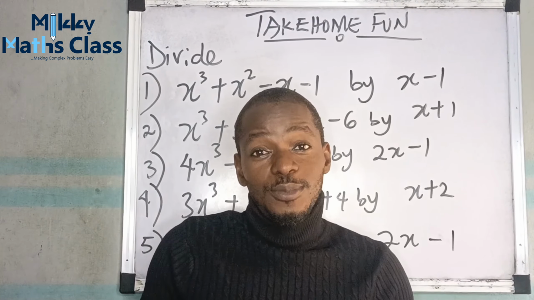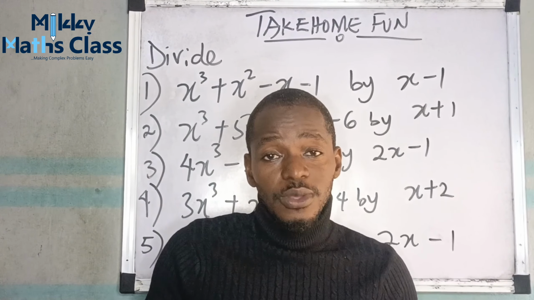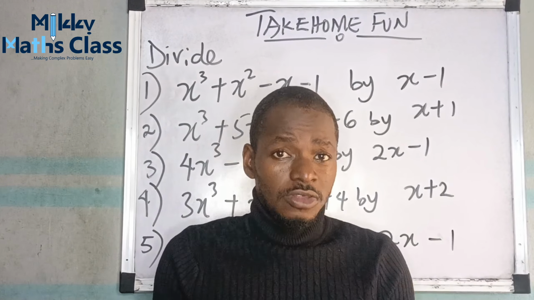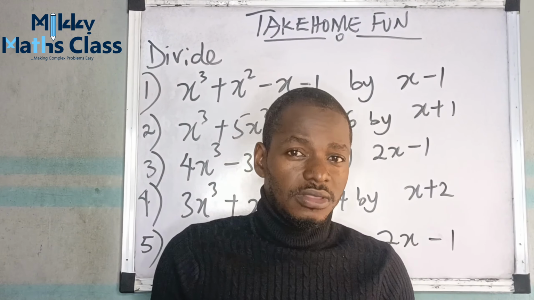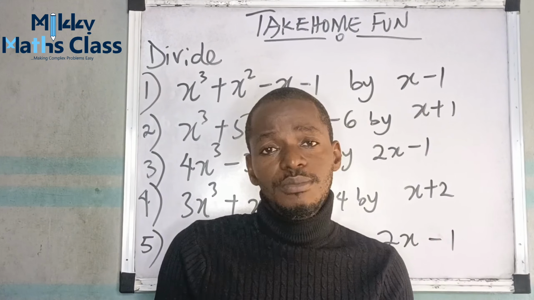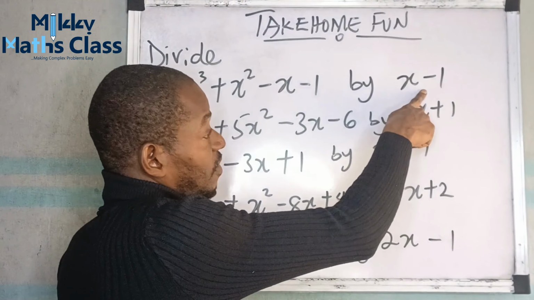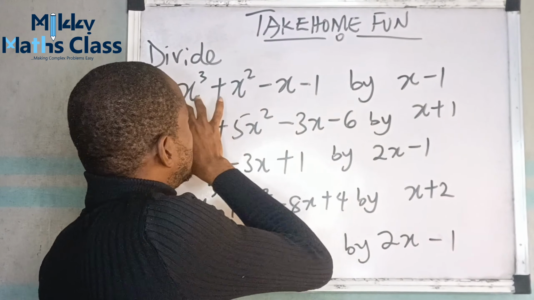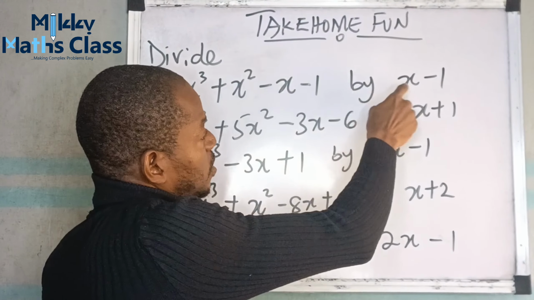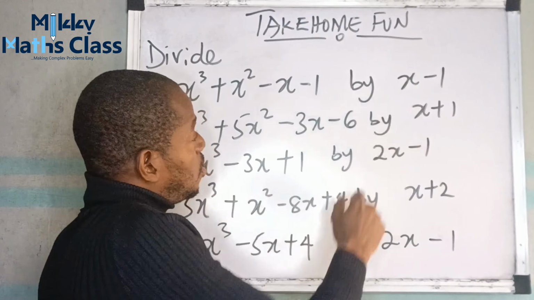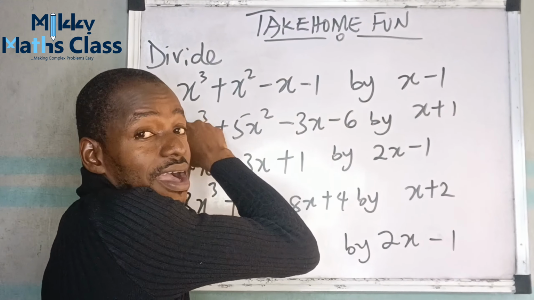All right, I hope you have learned in today's class. We treated division of polynomials, and we used the long division method to find the quotient, that's the answer when we are dividing. Take note of this. When you are dividing polynomials, the power of the divisor must be less than what you have here. For example, this to the power of 3 and this to the power of 1. So the power here cannot be more than what you have here.